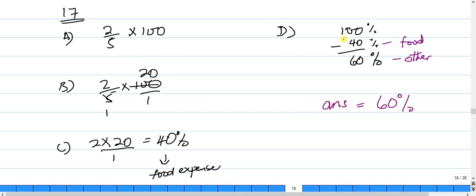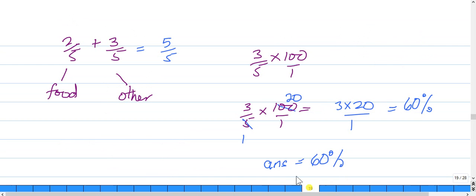Now, we would subtract to find the difference. If they spend 40% on food, they would have 60% left for other expenses. So our answer is equal to 60%. That's one way of looking at it. Let's look at it in another way.